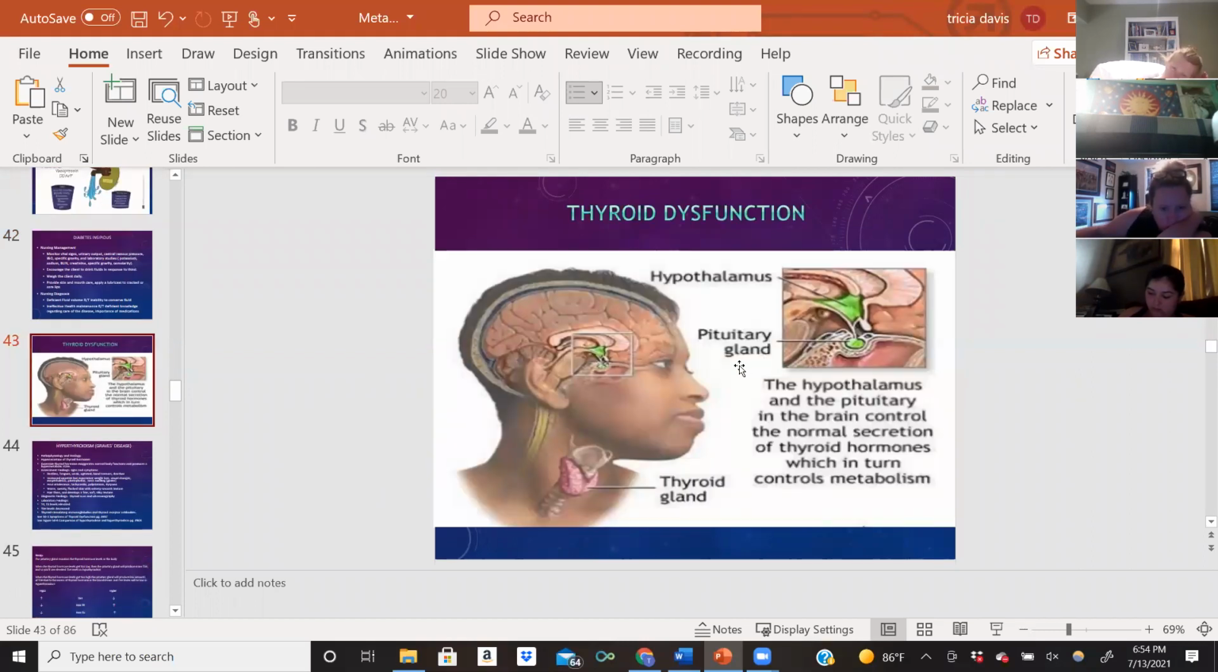All right, so we're going to talk about a couple thyroid issues. We talked about this earlier. The hypothalamus sits over top of the pituitary gland. The hypothalamus and the pituitary in the brain help control secretion of the thyroid hormones, which in turn helps ultimately control our metabolism in our body.